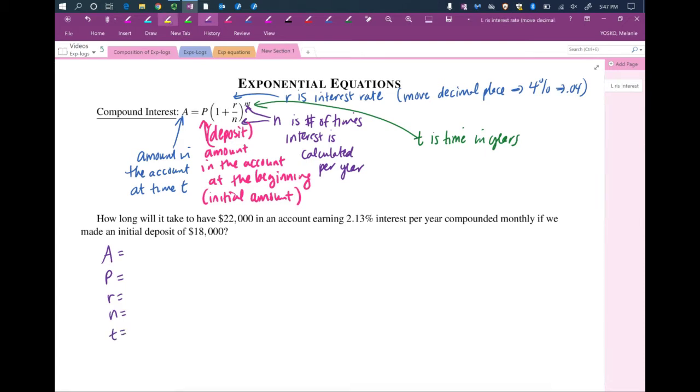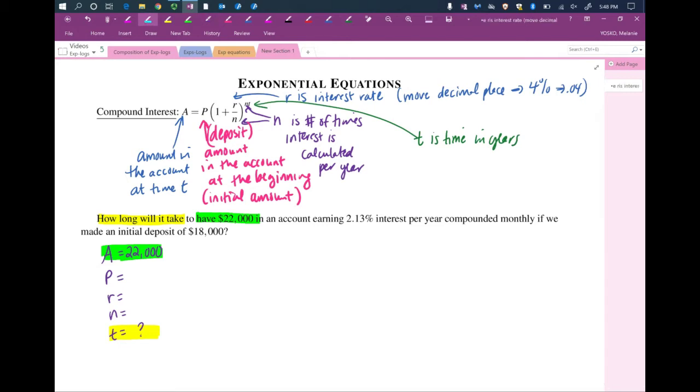So let's just go piece by piece and dissect this problem. How long will it take? So is that A, P, R, N, or T? Remember, our question tells us which variable we're looking for. So how long deals with time, right? So we are looking for time. That's the question we're trying to answer. How long will it take to have $22,000? Is that what I initially deposit, or is that what I want in the account at the end? Well, that's how much I want in the account at the end when I'm done. So A will be $22,000.